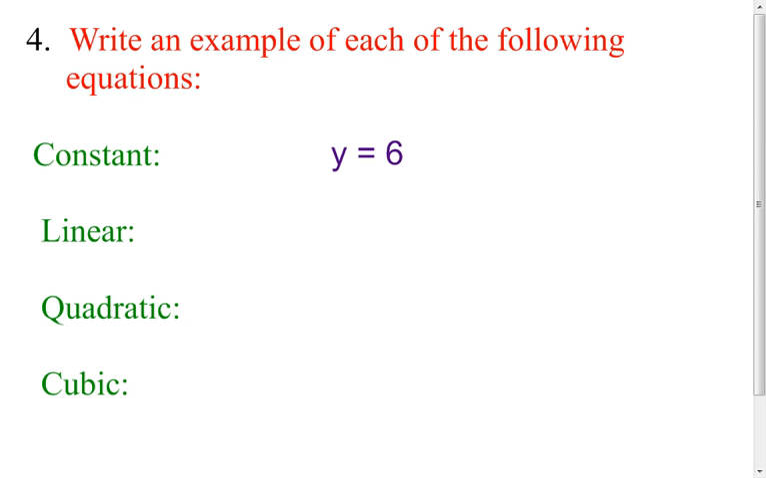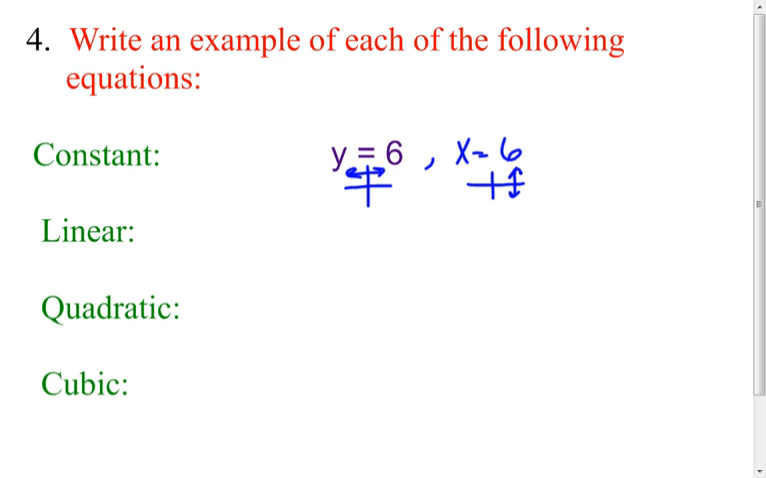By the way, this happens to be the equation for a horizontal line at y equals 6. So constant equations are going to be horizontal or vertical lines. Another example would be x equals 6. Okay? And by the way, the graph of this is a horizontal line at 6, and the graph of this is a vertical line at 6, just so you know.